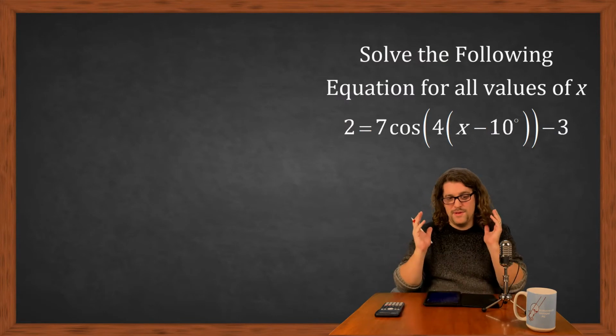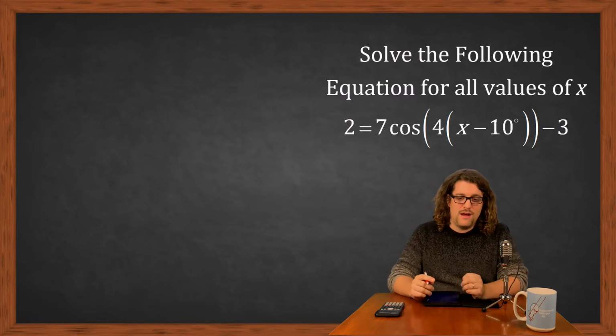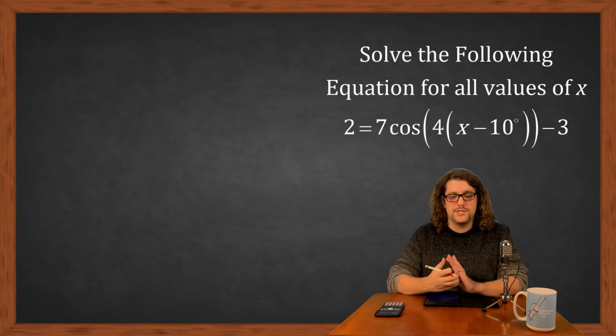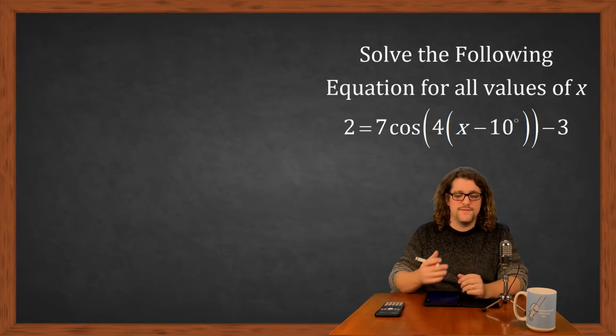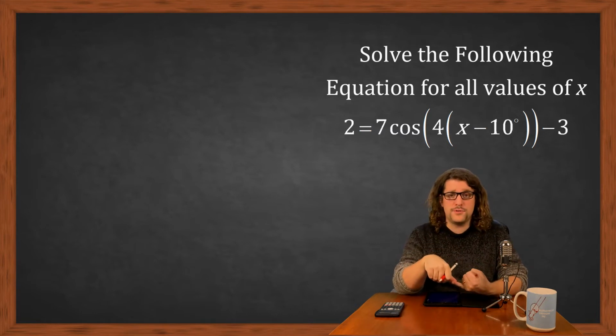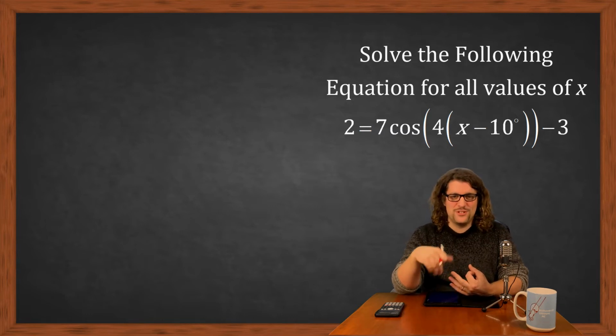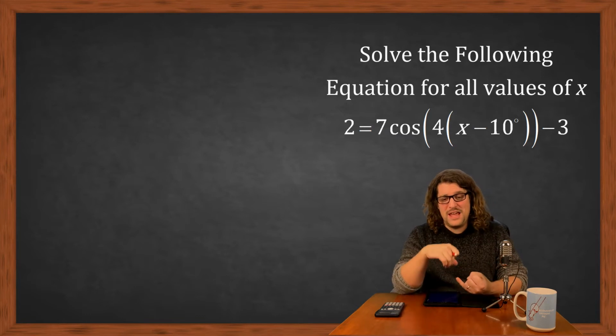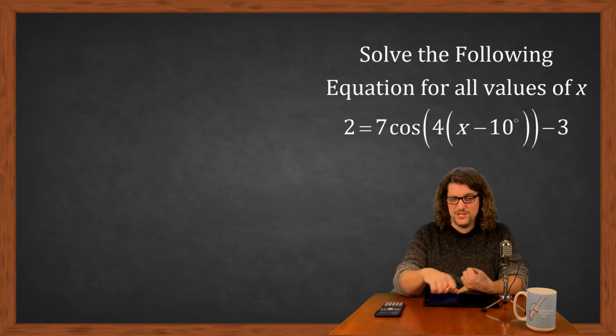Okay, I have above me, solve the following trig equation for all values of x. 2 is equal to, and this is pretty much a fully transformed trig function. So I have a vertical stretch, I have a horizontal stretch, I have a horizontal translation. I was going to call it a phase shift, but then I realized I hadn't been using the trig words for the other ones. And we have a vertical translation as well.